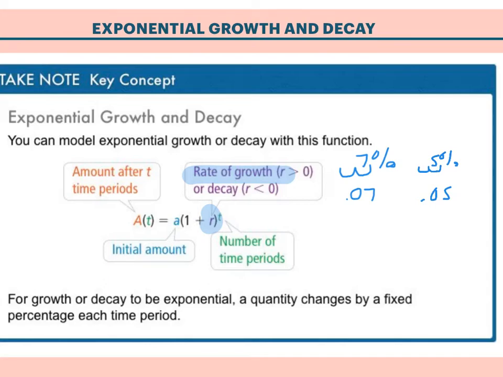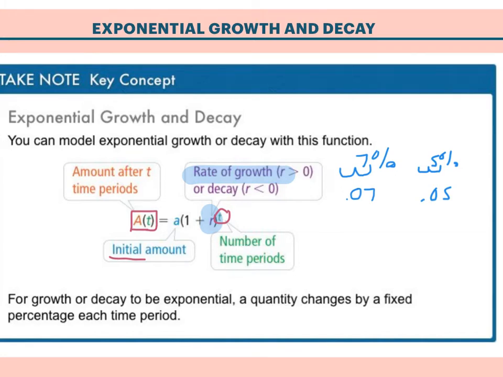We are going to raise it to the t, which is going to be our number of time periods. So if it said like 6 years, our t would be 6. So t is the amount of time, and the initial amount is the amount that we start with. So if we're dealing with money and it says we start with $100 in our bank account, then our initial amount would be 100. And then amount after t time periods is what we're looking for. So that's just our final amount.